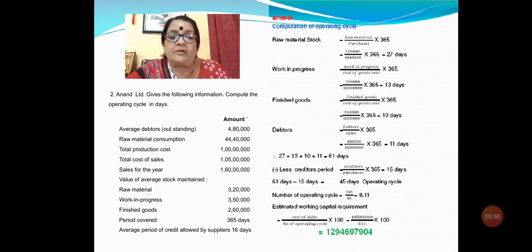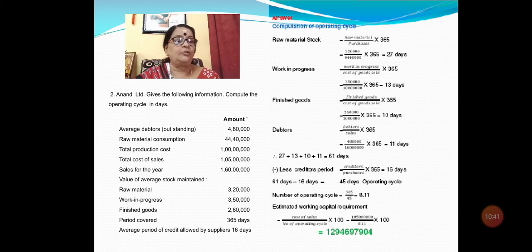Then third one is finished goods conversion period. Here also 2,60,000 finished goods given divided by 1 crore into 365, that is coming as 10 days. Now the next one is debtors collection period, that is average debtors, 4,80,000, divided by sales for the year, 1 crore 60 lakh, into 365, that is coming 11 days.